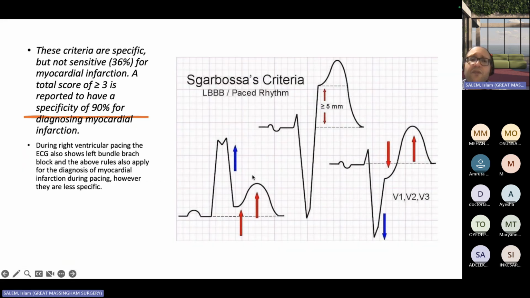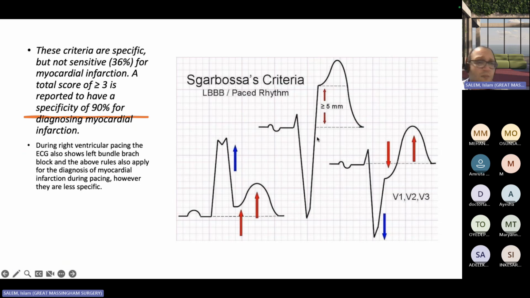If the QRS complex is positive and there is ST segment elevation of more than 1 millimeter, that is considered Sgarbossa positive. Then in V1, V2, V3, if you have ST segment depression with a deep S wave of more than 1 millimeter, that is also considered positive. Excessive discordance is where we said there is a modification, the Smith modification.